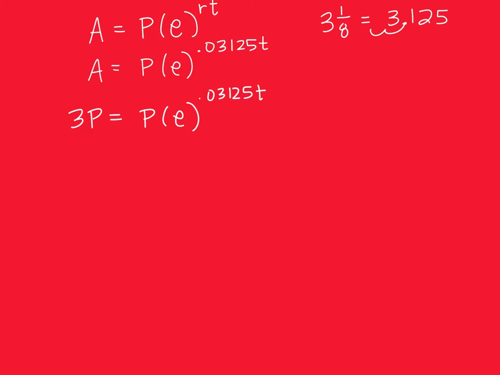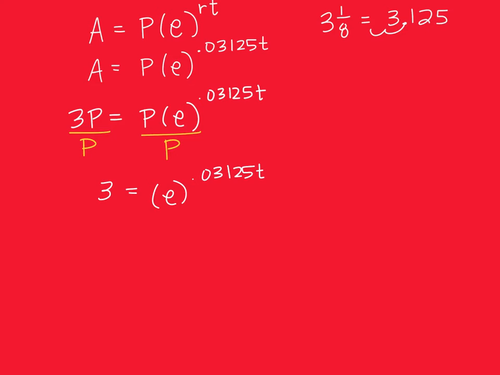So I'm going to divide by that P variable on both sides, which means I'm left with parentheses e to the 0.03125t. And then, Aviana, what are you left with when you are on the 3P divided by P side? Just 3. Yeah, the P's reduce away, and you're left with just 3.